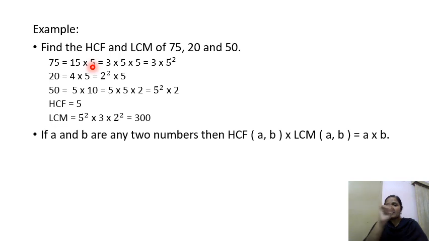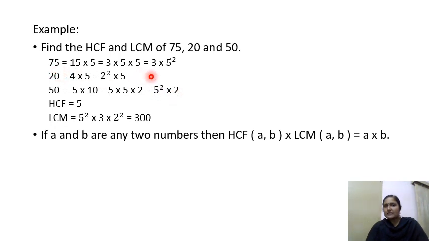Like 75 is divisible by 3. So first you will divide it by 3 and then you are continuing in this way. If you don't want that, you can rewrite in this way also. So 75 can be expressed as 3 into 5 square. In the same way, now 20 can be written as 2 square into 5. 50 can be written as 5 square into 2.